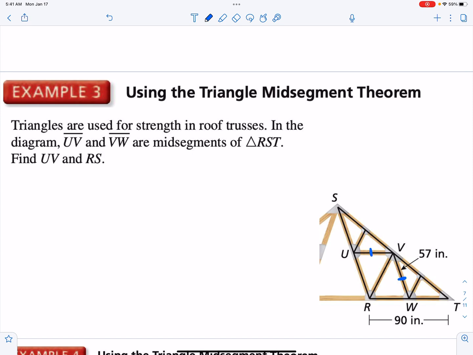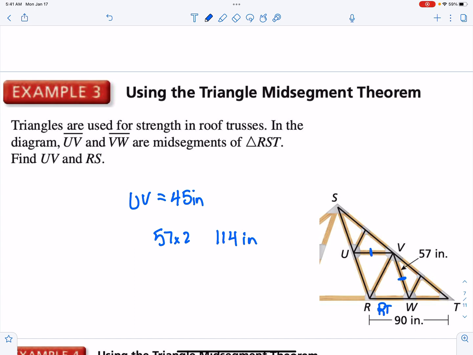So in this triangle, we are given the fact that RT down here is 90. We know that UV is half that, so UV has to be 45 inches. And then RS is also, again, the parallel side to the 57. So we have to take 57 times 2, and we get 114 inches.